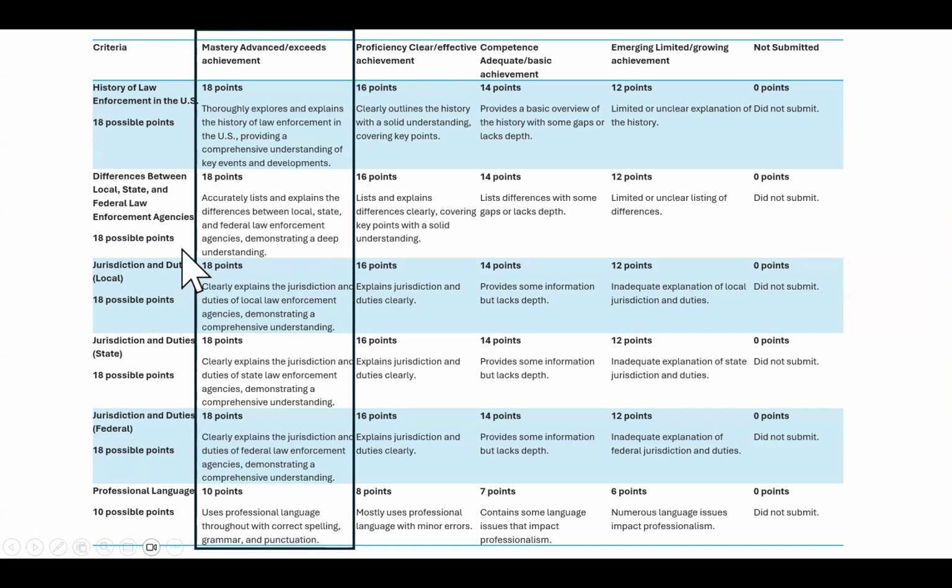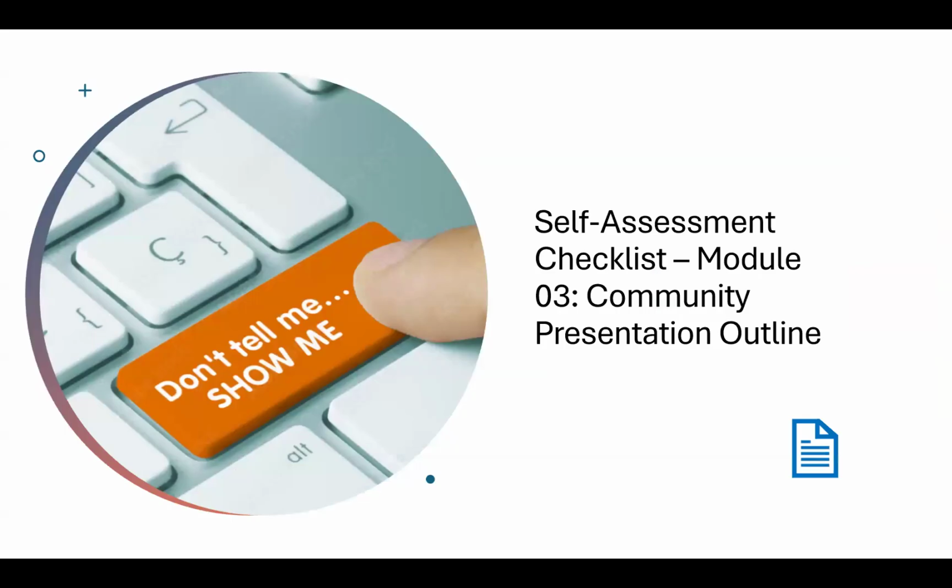To help you complete your assignment, I'm offering you some different handouts. The first one is the self-assessment checklist. Anytime you see this icon, you know you'll find a copy of the handout in the course announcements. But don't tell me, show me. So let's click here and go online.